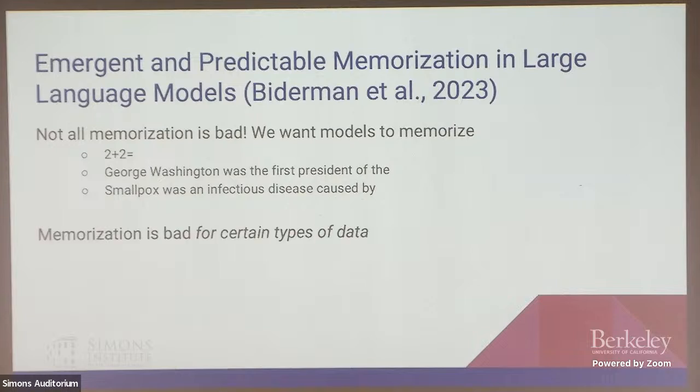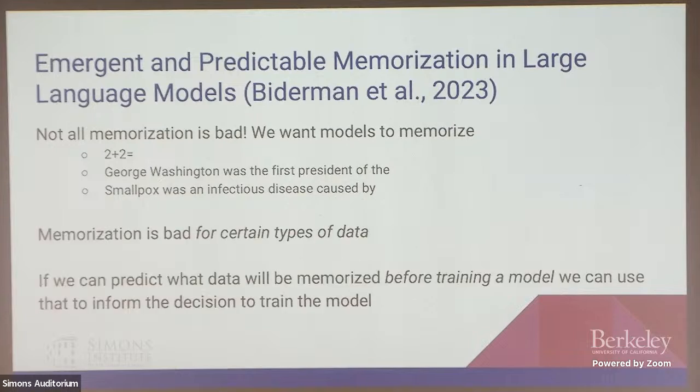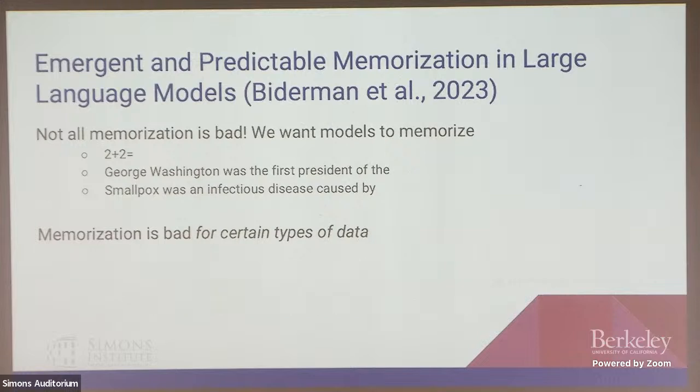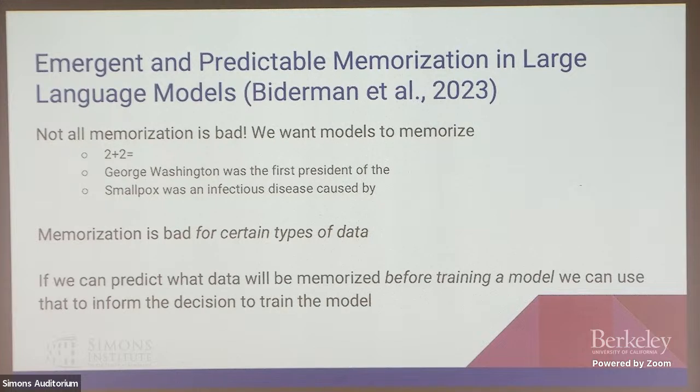Memorization is bad for certain types of data. More specifically, in the context of language models, it's mostly bad for spreading people's PII and for telling on yourself when you trained on copyrighted data that you weren't supposed to train on. But if we can predict which specific data will be memorized before we train the model, we can use that to inform decisions about model training.